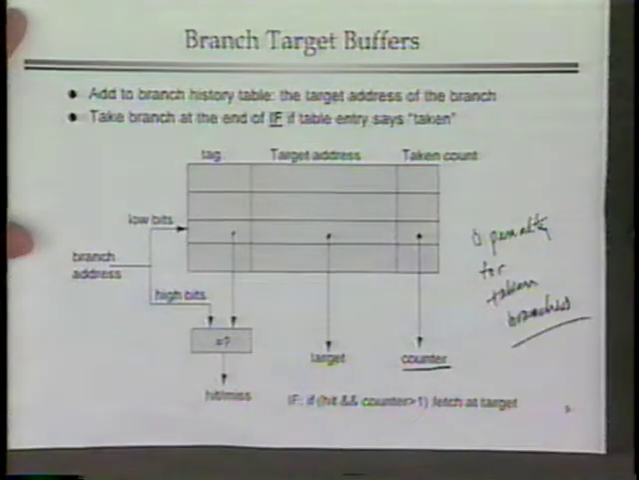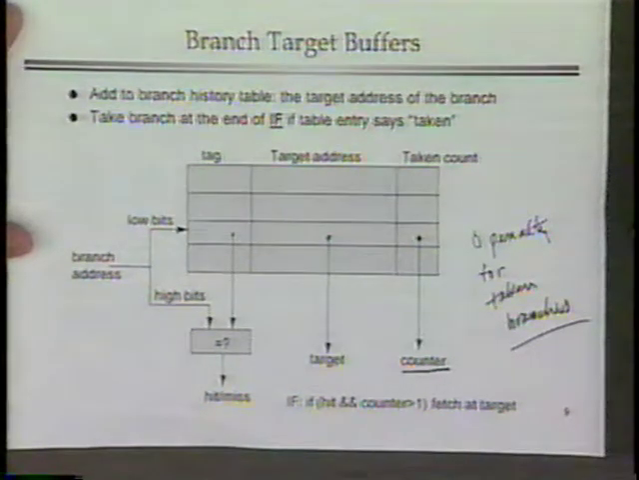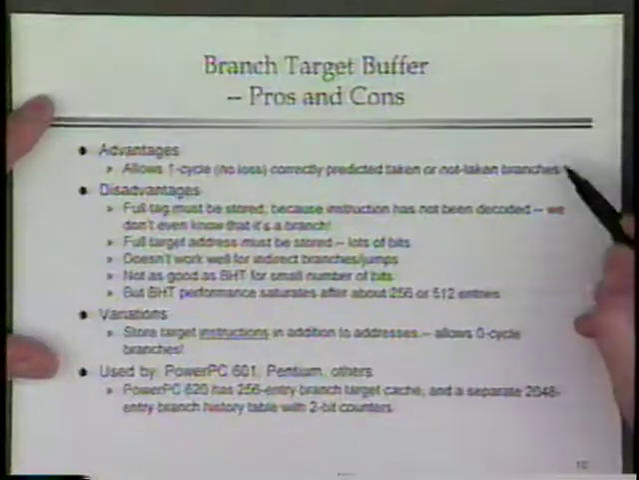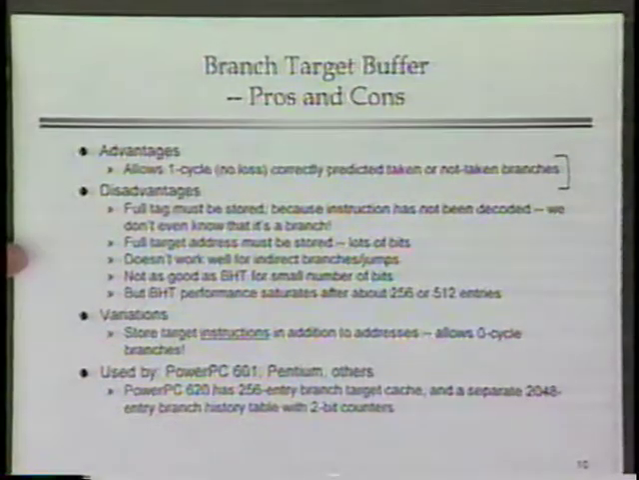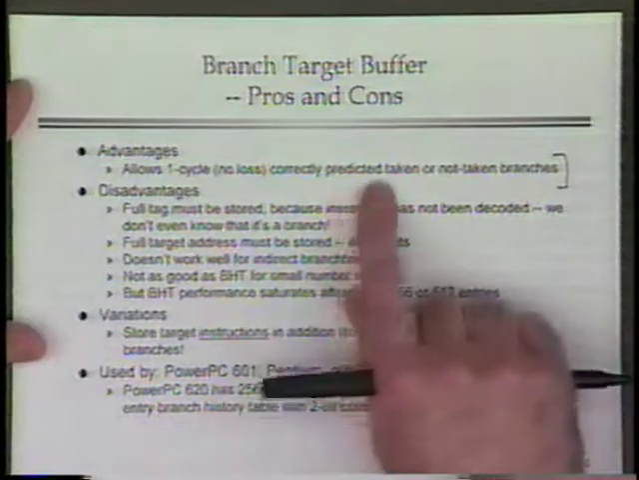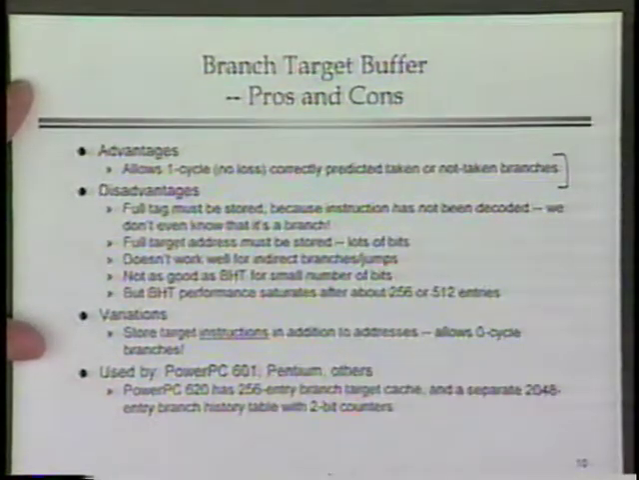But it's still not perfect. I mean, there are problems. What if it's a jump and link register or jump register instruction, where in fact the target address of that jump might change every time you execute it? Well, it's not going to work so well. In fact, the next slide shows some pros and cons of the branch target buffer. The biggest pro is that if things are working right, then you get no penalty for a correctly predicted taken branch, or not taken branches like before.